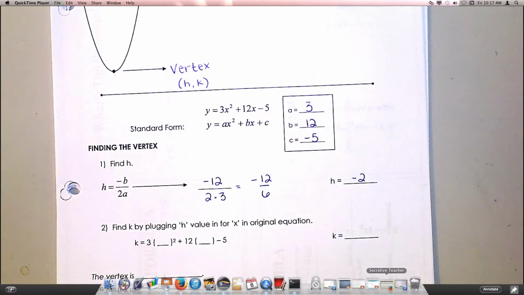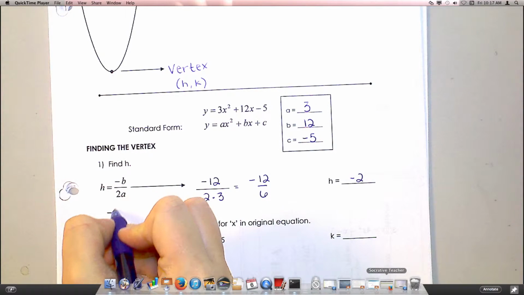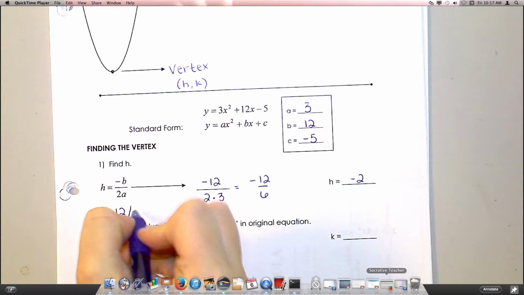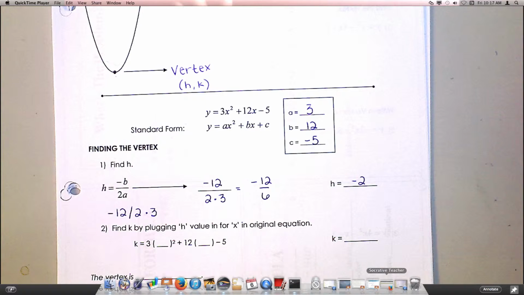Okay. A word of caution on that. Hopefully this one you're able to do in your head. Sometimes you're not going to be able to do it in your head, and you're going to want to type it into your calculator. When you type it into your calculator, probably what you're going to want to type is something like this. Negative 12 divided by 2 times 3. That won't get you the right answer. What's wrong with that? Just do 6 times 3. Kara, what were you going to say?